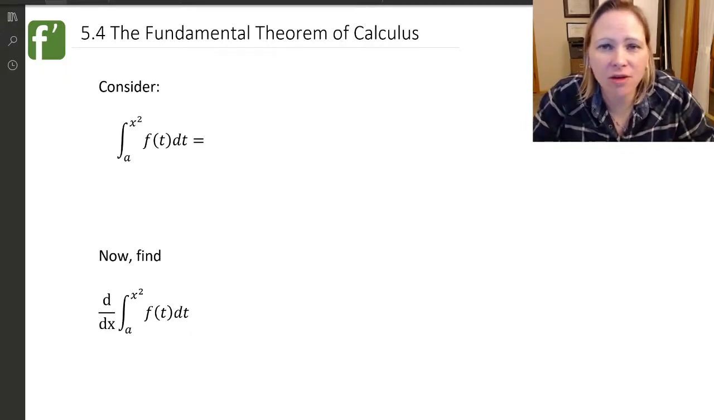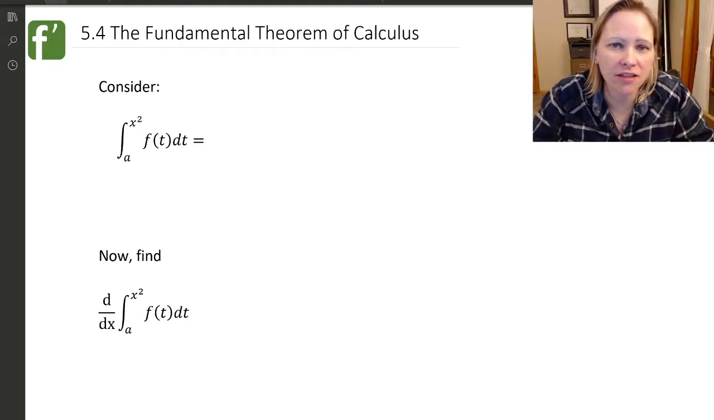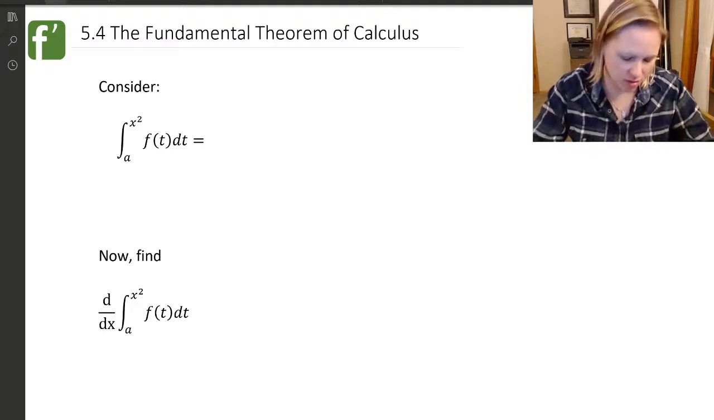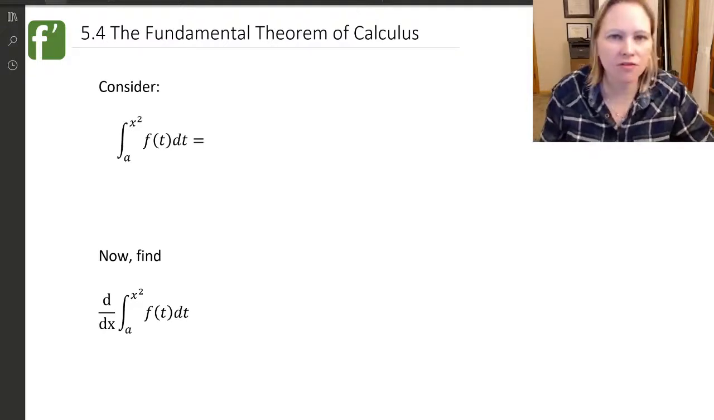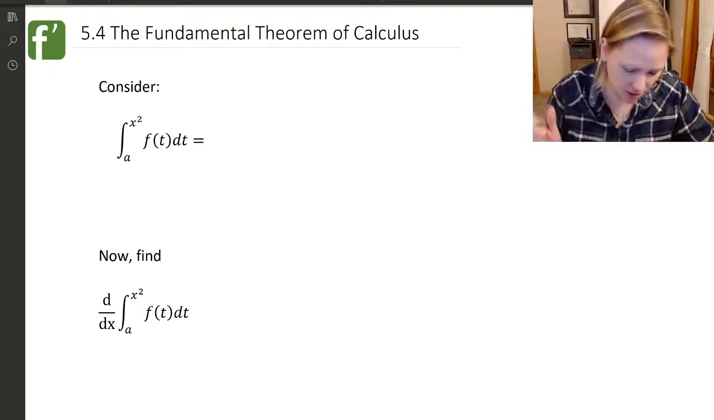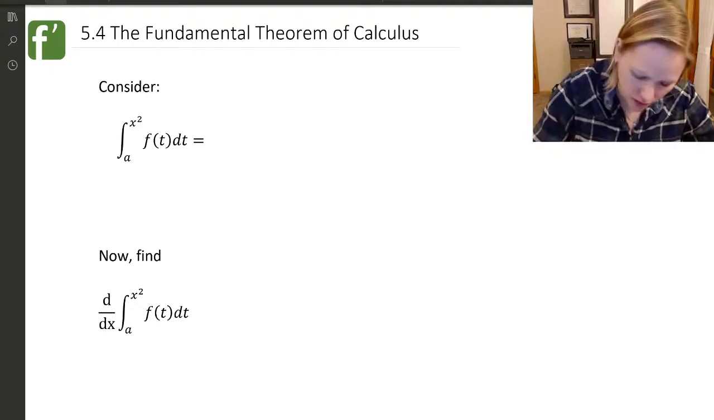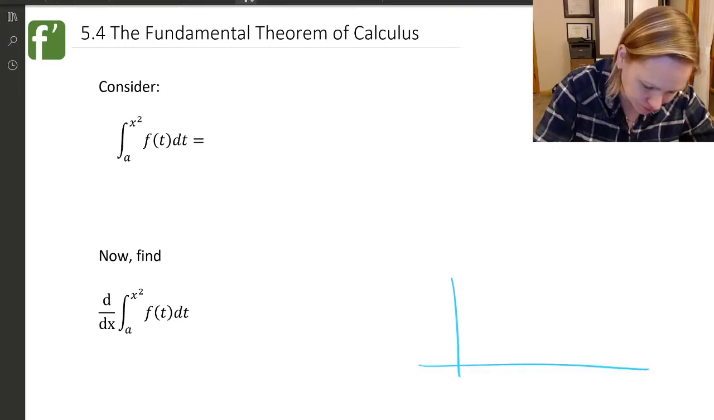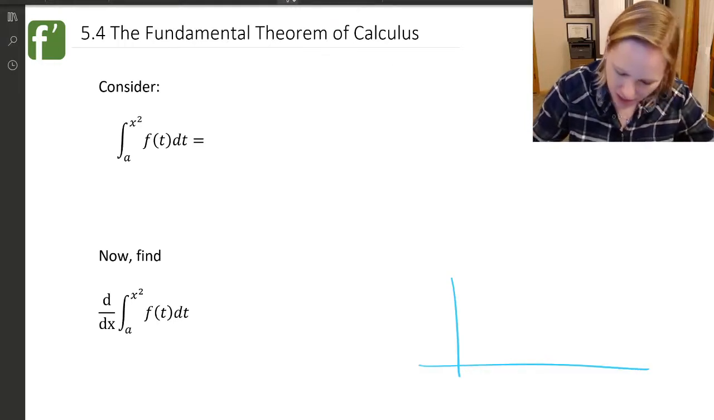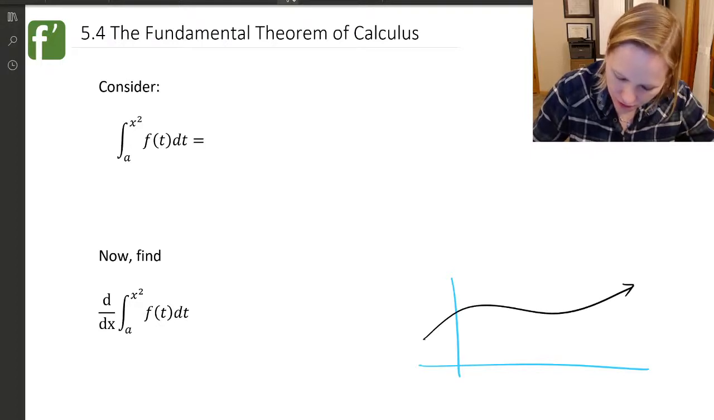We're going to continue our discussion of integrals, and today we're going to discuss something called the fundamental theorem of calculus. And so let's consider we have some random integral, and we've got some function f of t, and we want to integrate f of t from a to x squared. Well, the graph of this might kind of look like this. If these are my axes, and this is my function.